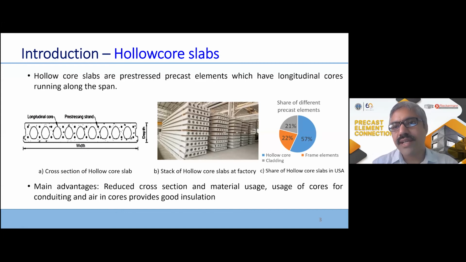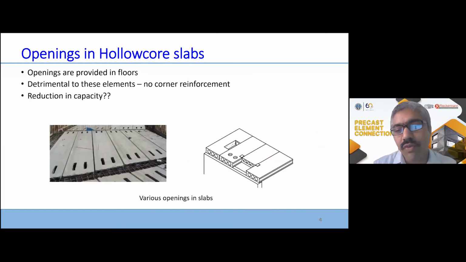The picture on the right side shows the share of hollow core slabs in the US. Hollow core slabs are not very widely used in other nations as they are in the US. In the US, they are very widely used for buildings and also for bridges as bridge deck slabs. Since these are used in buildings as floor elements, openings for MEP services are provided, and this is a very commonly encountered situation. These openings vary from very small to very large. Very small sizes are okay because they do not affect the capacity or alter the behavior.